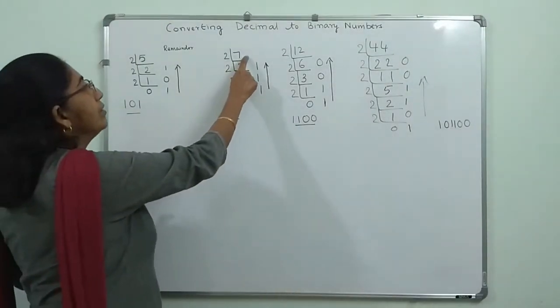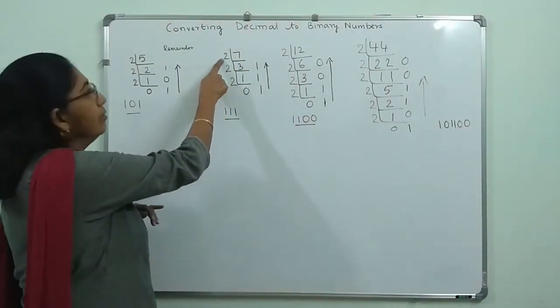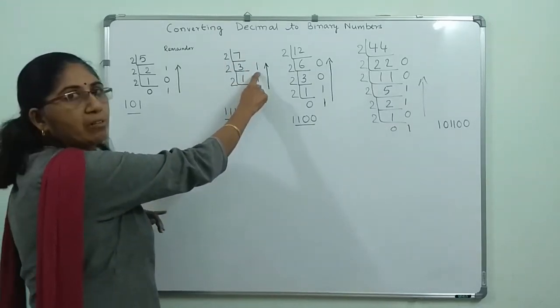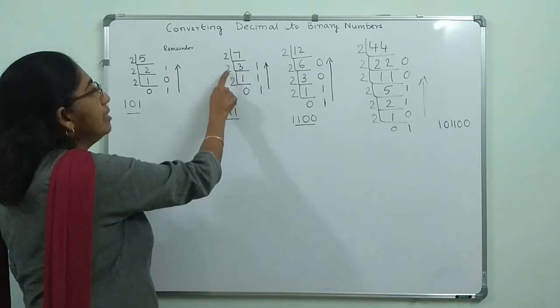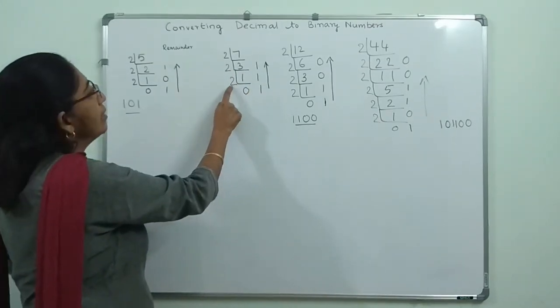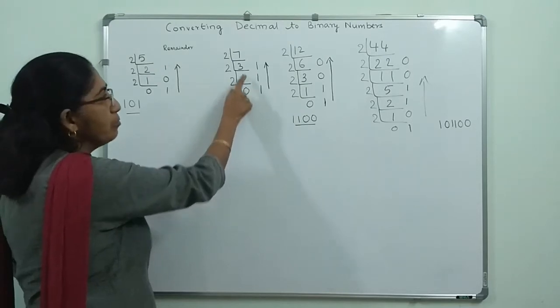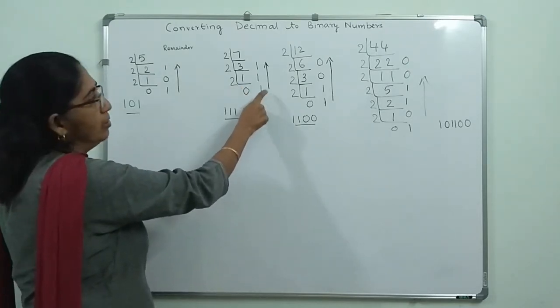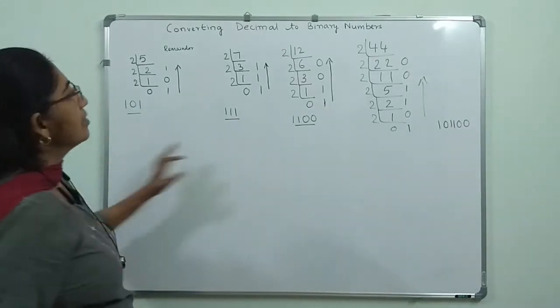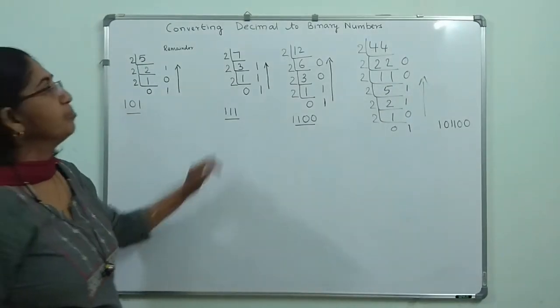Similarly, another example is 7. You divide by 2. 2 3s are 6. It will go with remainder 1. In 3, 2 1s are 2, remainder 1. Again, 2 will go 0 times in 1, remainder 1. Again, reading from bottom to top, the number is 111. That is our number 7.